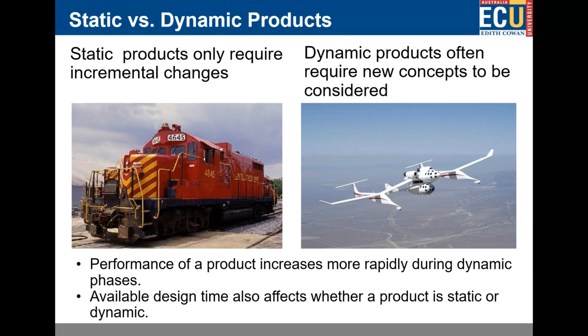So you can see here on the left, we've got the train. The high-level concept has remained the same for a very, very long time. Other forms of static products would be things like a car or a bike, and I generally have some pretty good examples in the lecture from students.